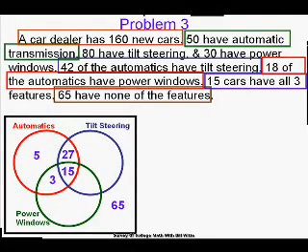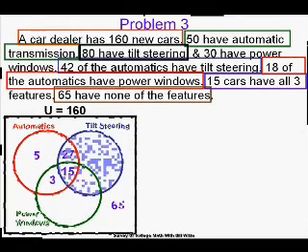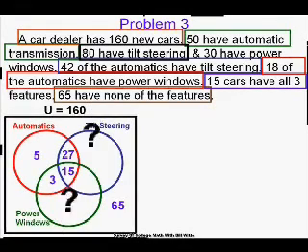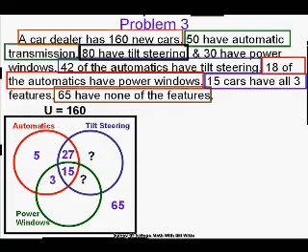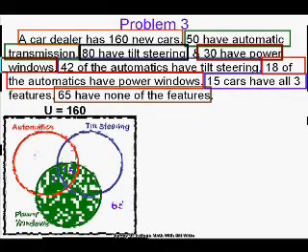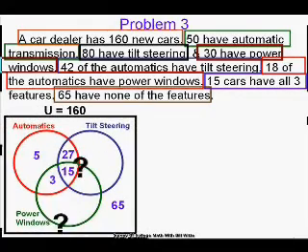Now, let's see. I know that, dude. Our universe is 160. How's that going to help me? I don't know. I have 80 that have tilt steering total, all 80. Now this is going to be a problem because that's tilt steering and there's 2 parts there. How do I separate the 80? 30 have power windows. There again, I have to break it up. And I don't know how to break up the 30.